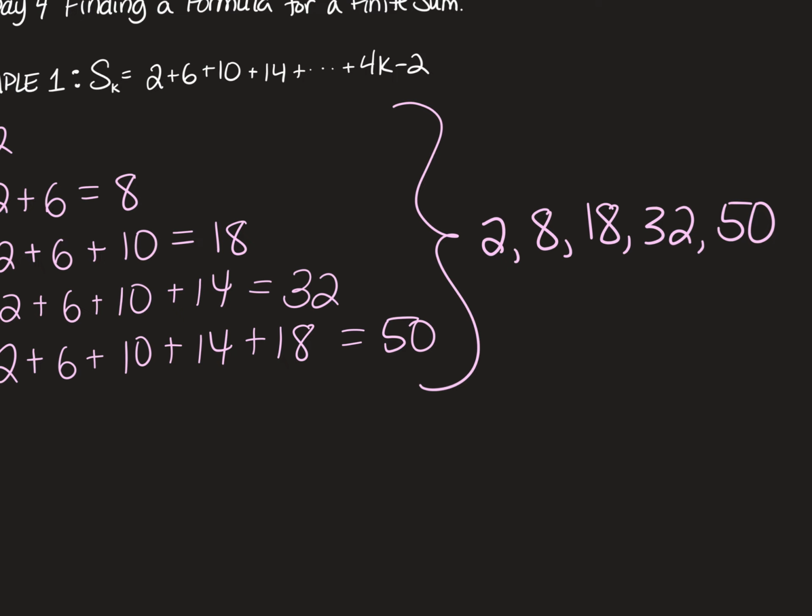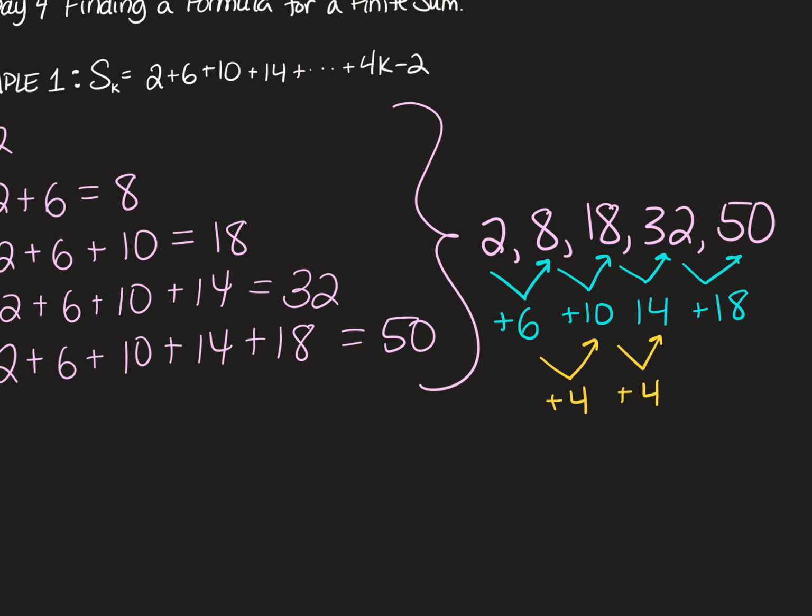So let's look at some other possibilities. And you had a great idea. Let's look at the second difference. So from 2 to 8, I add 6. From 8 to 18, I add 10. 18 to 32, 14, and 32 to 50, I add 18. Now we can tell from that it's not arithmetic. But if we take a look at the second difference, it's consistently 4. So yes, this tells me it's going to be quadratic.